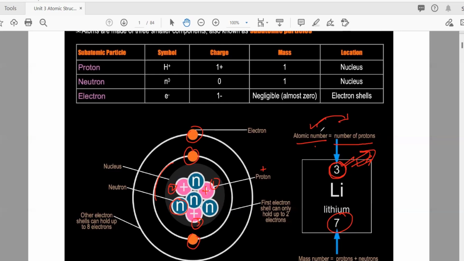So what is the atomic number? The atomic number is the number of protons inside the nucleus. It is known as the atomic number, or sometimes the proton number.